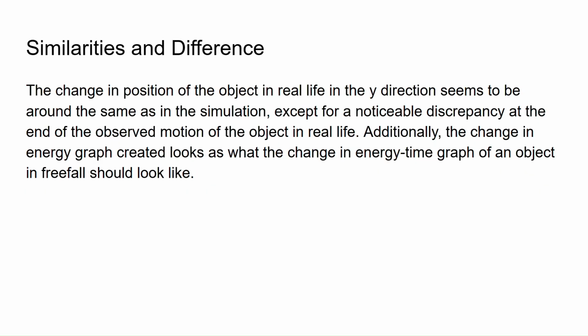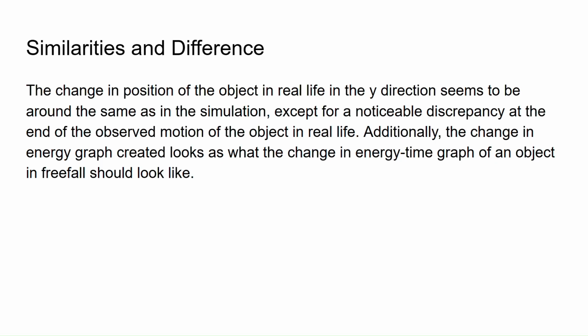The change in position of the object in real life in the y direction seems to be around the same as in the simulation, except for a noticeable discrepancy at the end of the observed motion of the object in real life. And I think this discrepancy might be that in the final frame of the observed time, the object might have hit the table for a second, causing it to not go in the motion that it should be as if it was still in free fall.